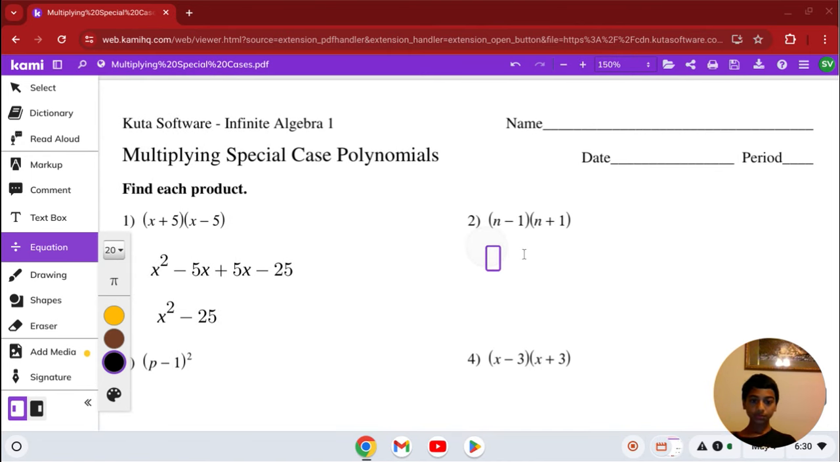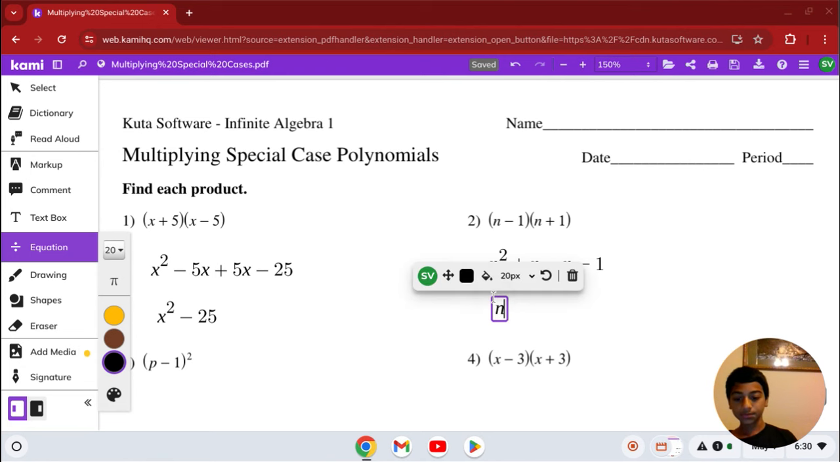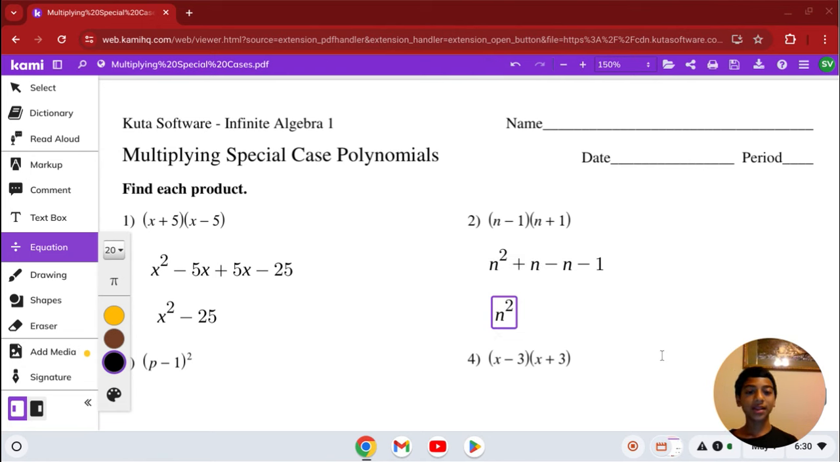Number 2, same thing. N times n squared. N times 1 is positive n. Negative 1 times n is minus n. And negative 1 times 1 is negative 1. Same thing, we can still combine these terms. N squared minus n plus n is 0. We're just going to be left with n squared minus 1.